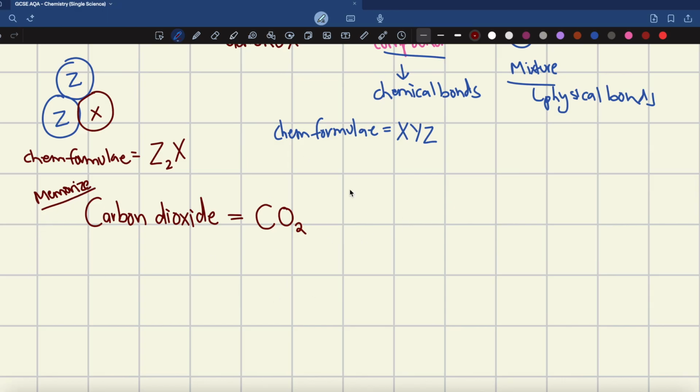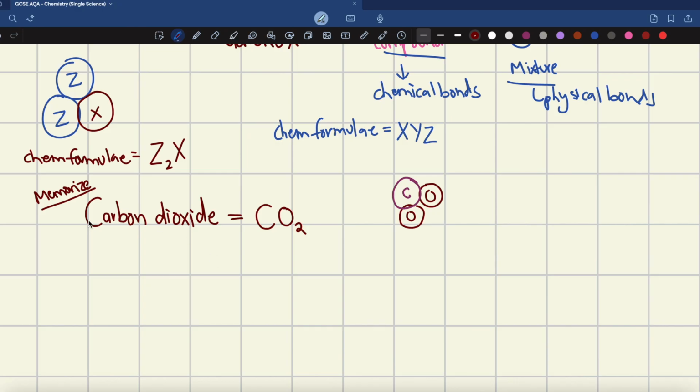Now, CO2 tells me that there are two atoms of the oxygen element that are bonded to one carbon atom. Yes, because there's nothing next to C and there's two next to O, right? So this basically means that there's a one next to C, because we don't really mention it. If you write this as C1O2 or CO2, it would basically mean the same thing. It does not really matter. So carbon dioxide, you're supposed to know the chemical formula for this.